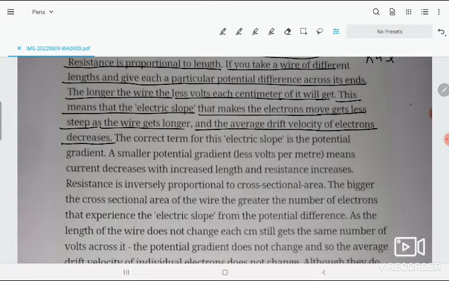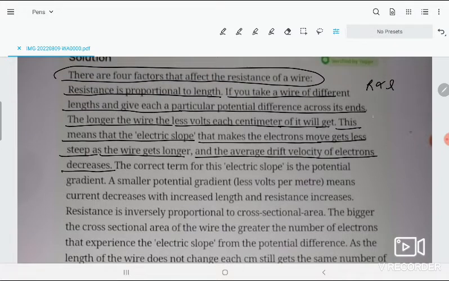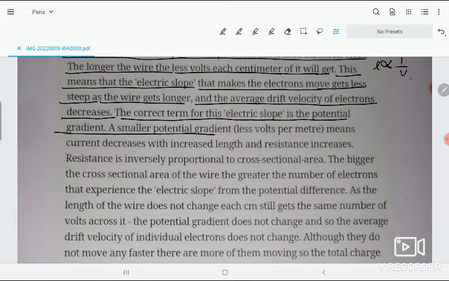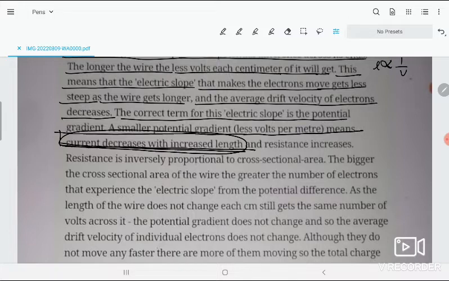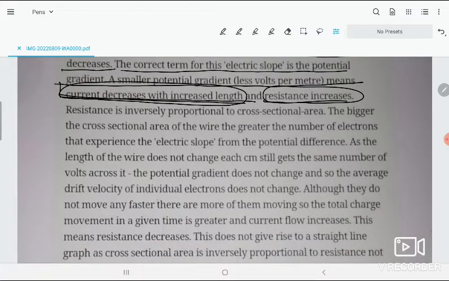Think about it, students: if the length increases, the potential gradient decreases. The correct term for the electric slope is the potential gradient. A smaller potential gradient, fewer volts per meter, means that current decreases with increase in length. That is the point, students. Current decreases with increase in length, that is, resistance increases. Now let's go to the next one.